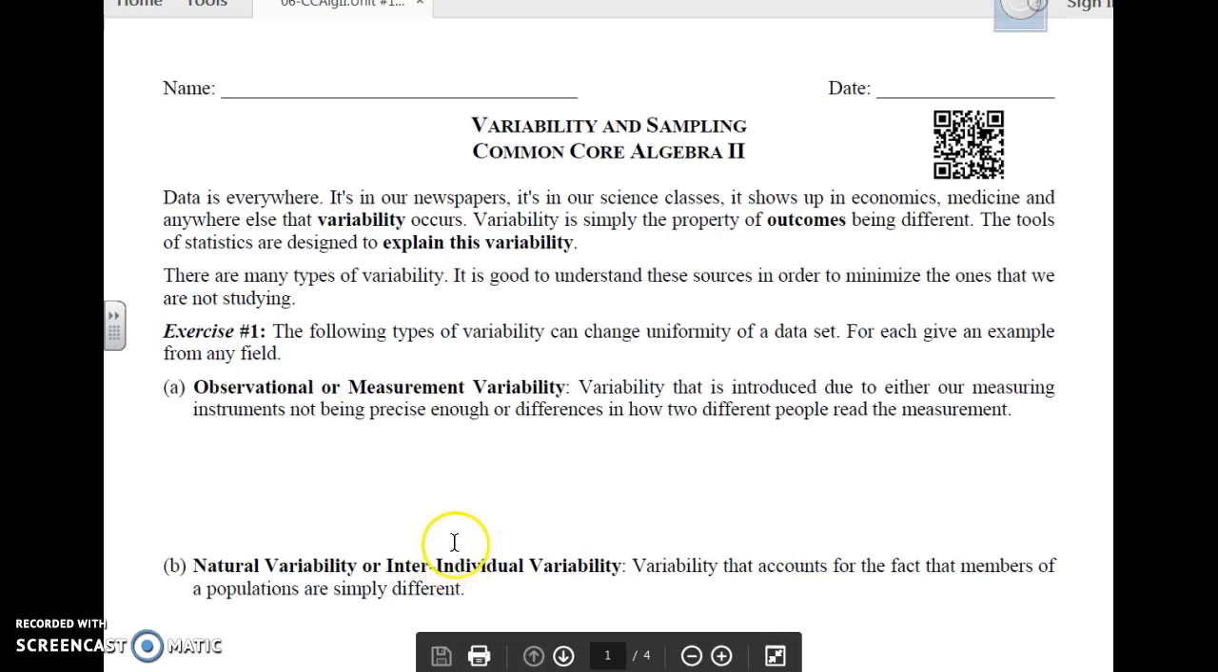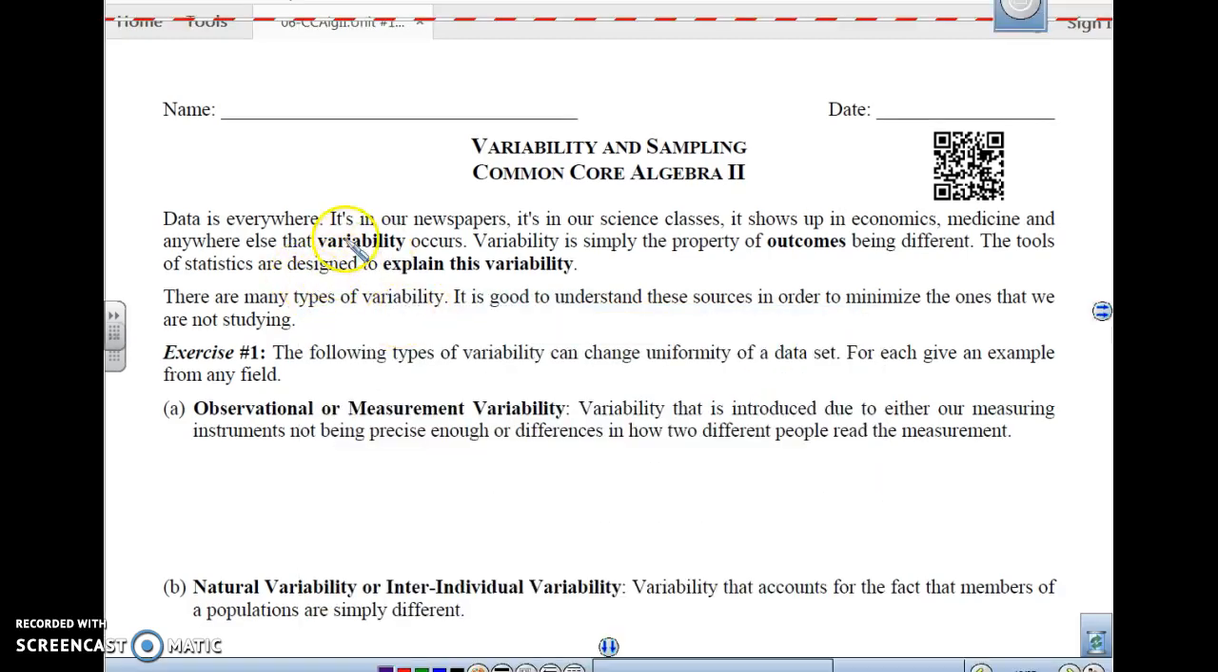This is Algebra 2, Unit 13, Lesson 1 on variability in sampling. Now, we use a lot of data all over different things. It's in newspapers, science classes, economics, everything, where variability occurs. Variability is simply the property of outcomes being different. So, why things are different, pretty much.